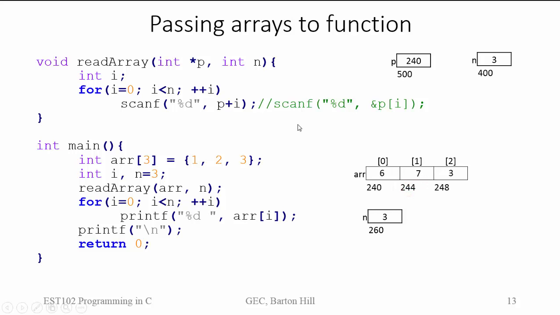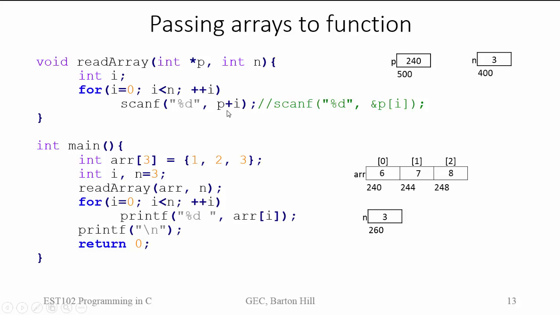Then I again increments and becomes 2, and we check whether 2 is less than 3, which is correct. So again we come inside the loop, and p plus 2 into size of int, that is p plus 2 into 4, that is 240 plus 8, that is 248. So for the next value, for example if I enter 8, it will be stored at 248. Then I increments and becomes 3, and 3 less than 3 is false, so we exit from the for loop.